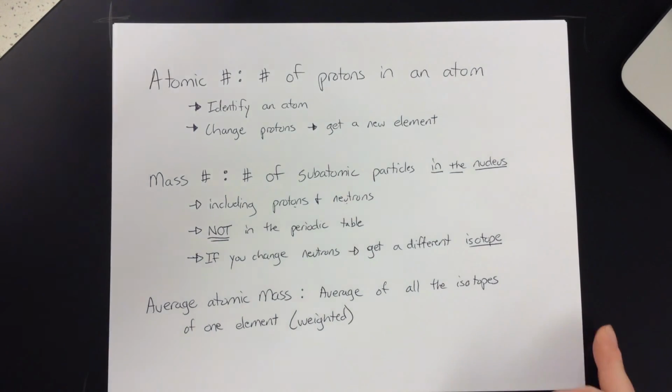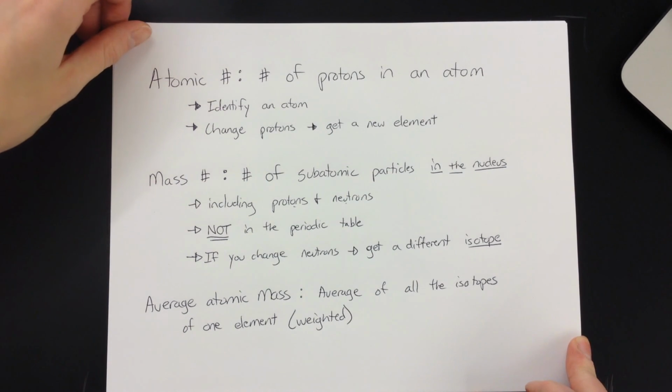So these are just some definitions to review: atomic number, mass number, and average atomic mass.